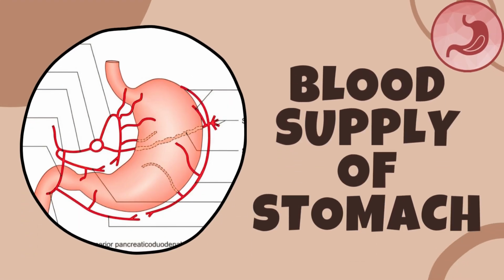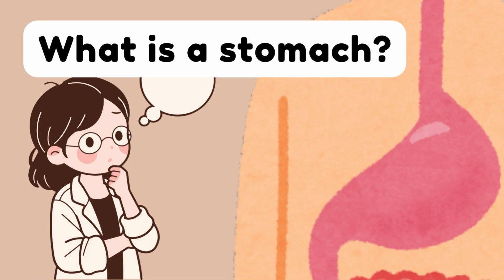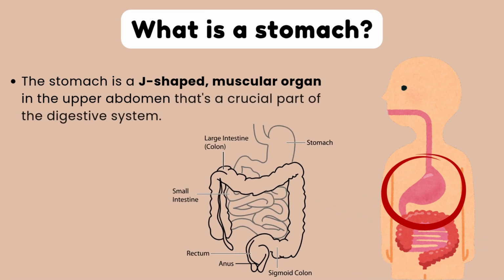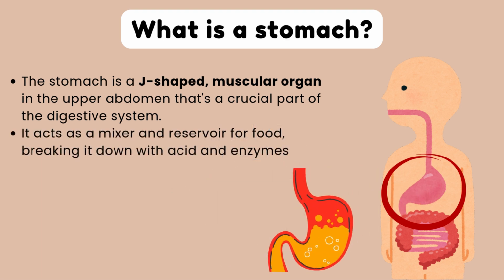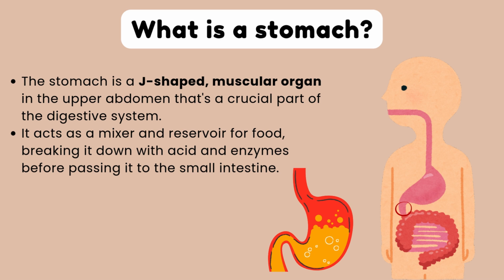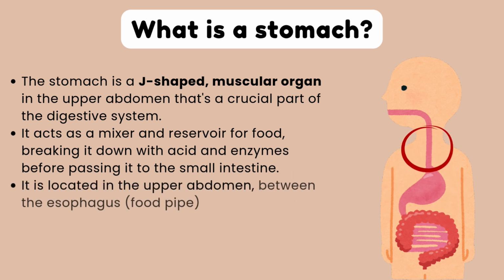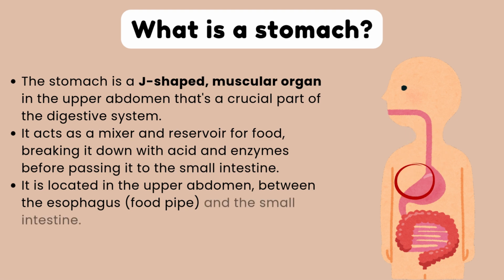The blood supply of stomach. What is a stomach? The stomach is a J-shaped, muscular organ in the upper abdomen. That's a crucial part of the digestive system. It acts as a mixer and reservoir for food, breaking it down with acid and enzymes, before passing it to the small intestine. It is located in the upper abdomen, between the esophagus and the small intestine.